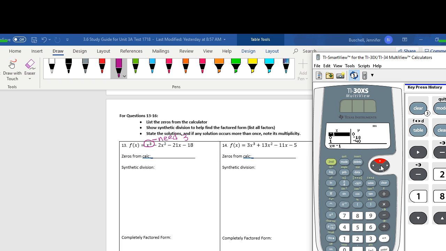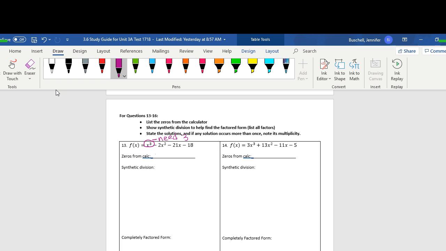What else do we see? -1 is another 0. And then at -3. So I'm going to come over here and write my zeros are -3, -1, and 6. Since I looked at my equation, I saw I only needed 3. I actually don't have to do any work because I already have all of my solutions. So I can come down here and put -3, -1, and 6.